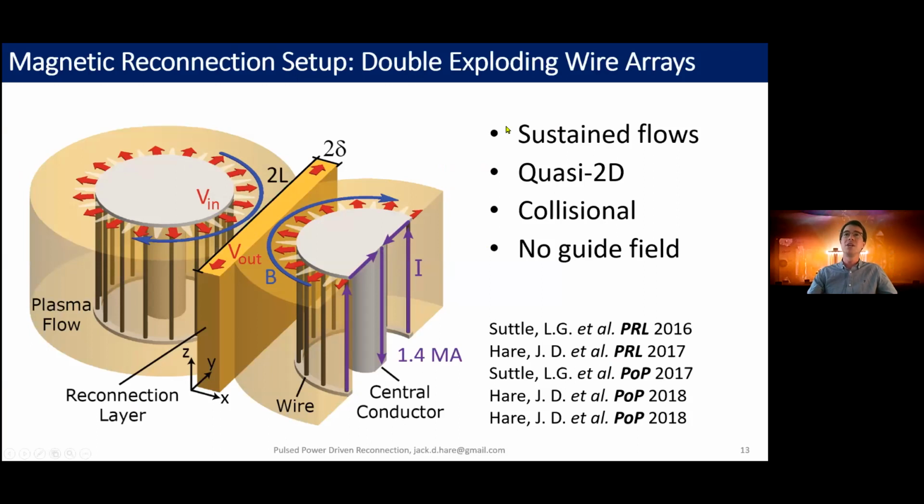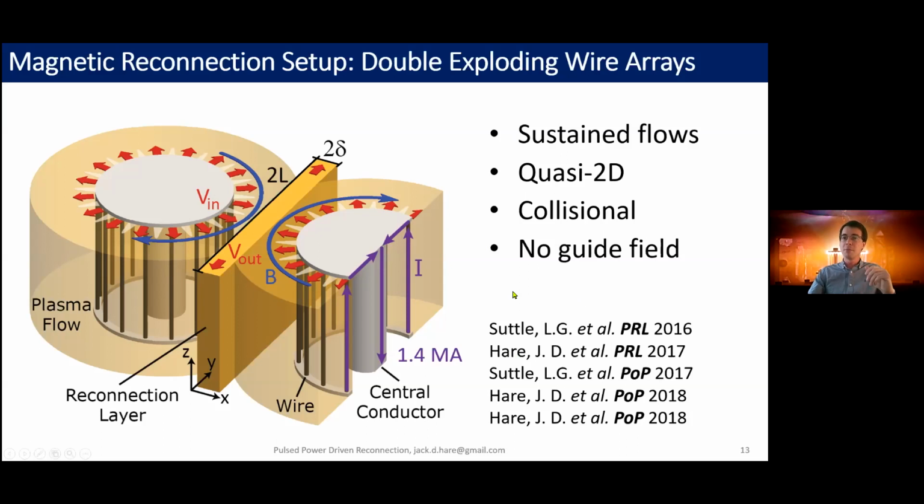As I mentioned, the flows are sustained for the drive time of the Magpie generator. This is a very quasi 2-dimensional system. There's very little variation in the inflows in the out of plane direction. And it's also a very collisional system, as I spoke about before. There's very little guide field in this. We don't apply any sort of external guide field. So we don't expect any magnetic fields in the out of plane direction.